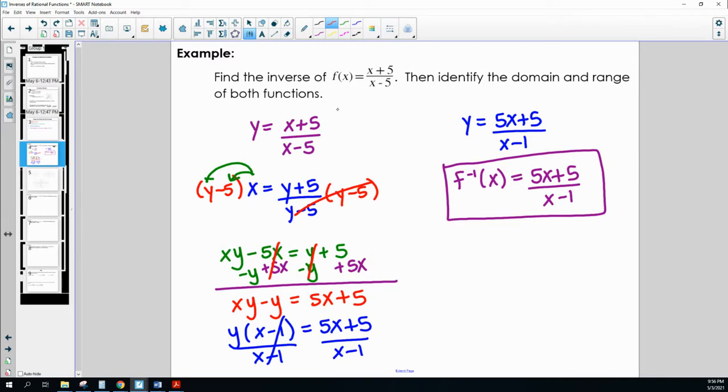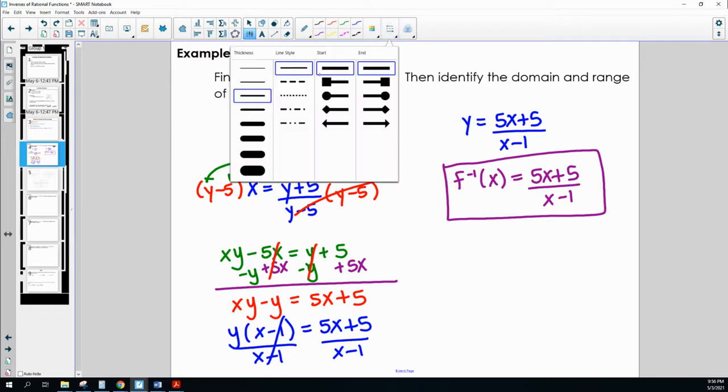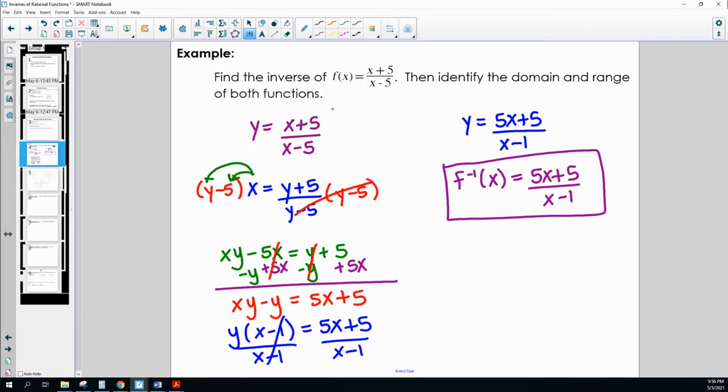The original function is f(x) = (x + 5)/(x - 5). So the domain for this one would be all real numbers, except x cannot equal 5. Right? And we know that because whatever makes the denominator 0 is going to be our restriction.